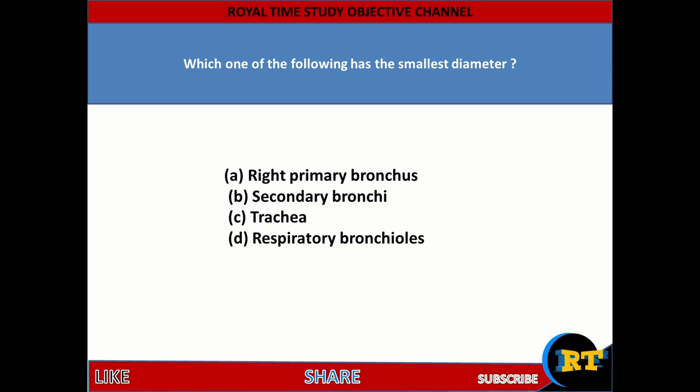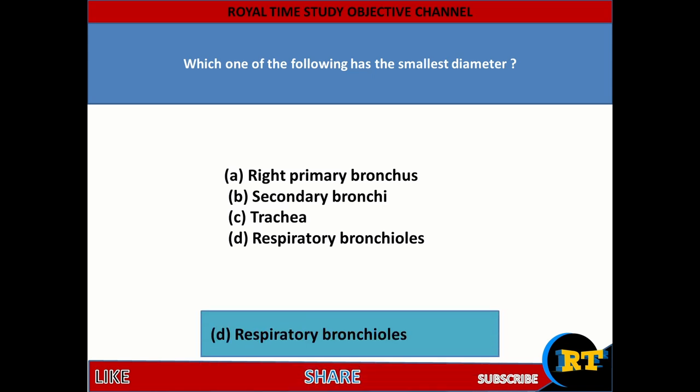Which one of the following has the smallest diameter? A, right primary bronchus, B, secondary bronchi, option number C, trachea, D, respiratory bronchioles. And the correct answer is option number D, respiratory bronchioles. Now let's move to the next question.